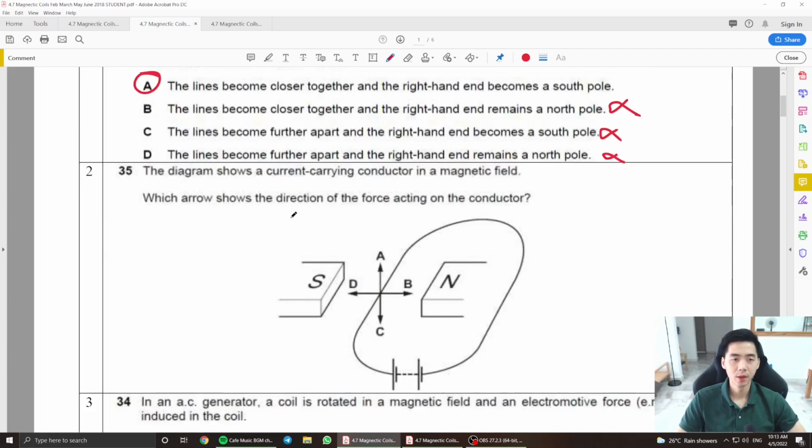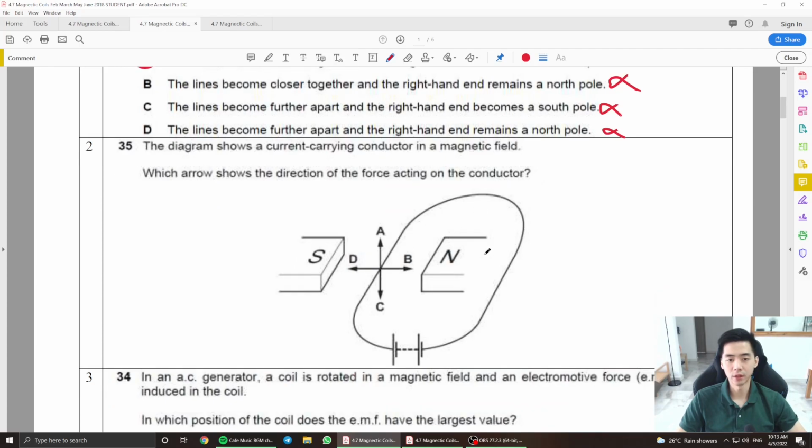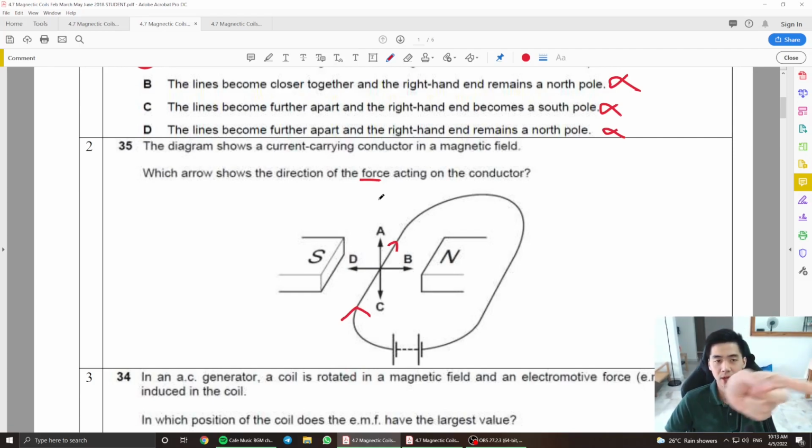Then after that, the diagram shows a current carrying conductor in the magnetic field. Which arrow shows the direction of the force acting on the conductor? So if my current is going in this direction here, yet again you're looking for force, so you're supposed to use Fleming's left hand rule. First and foremost, you clench your hand into a fist, you point the magnetic field towards the left, because it's obviously going from right to left.